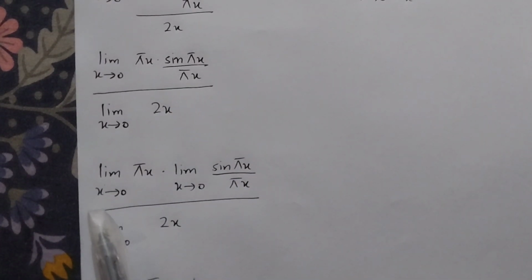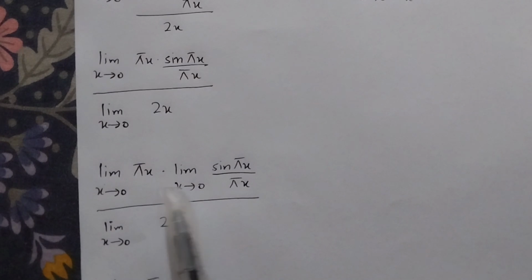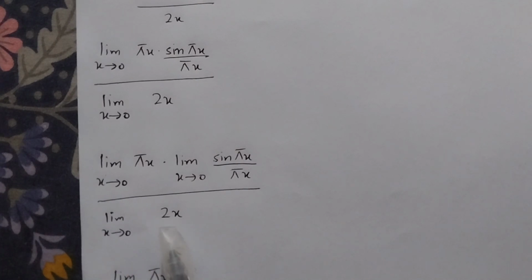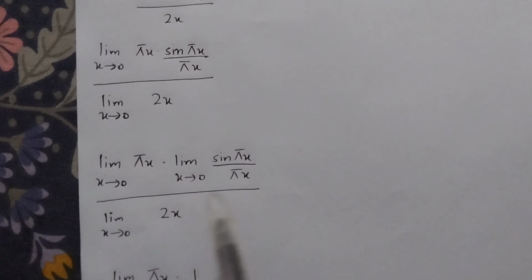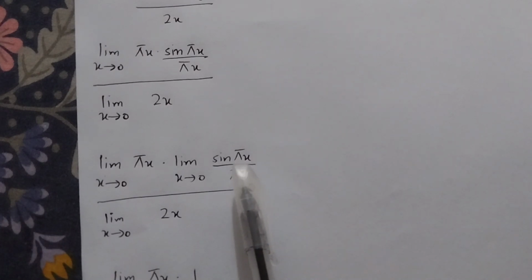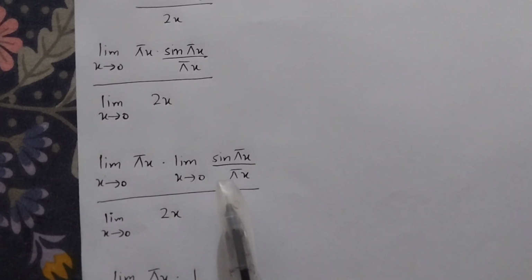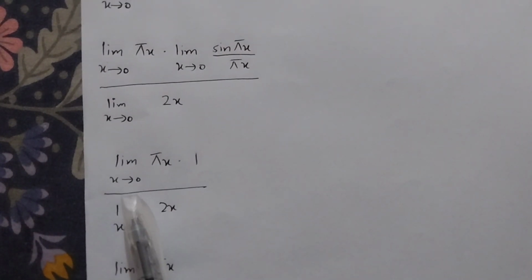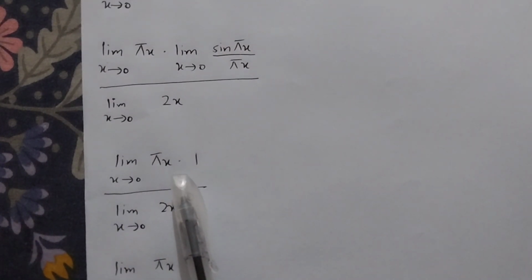So limit as x approaches 0 of pi x, times the limit as x approaches 0 of sine pi x over pi x, divided by the limit of 2x when x approaches 0. This limit is equal to 1 because now we have the argument of sine equal to the denominator and x is approaching 0. So this is equal to 1. So the limit as x approaches 0 of pi x times 1, divided by the limit of 2x as x approaches 0.